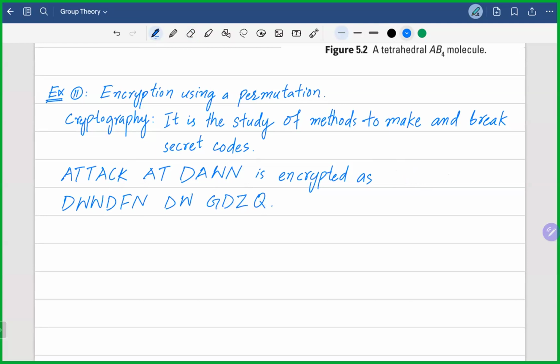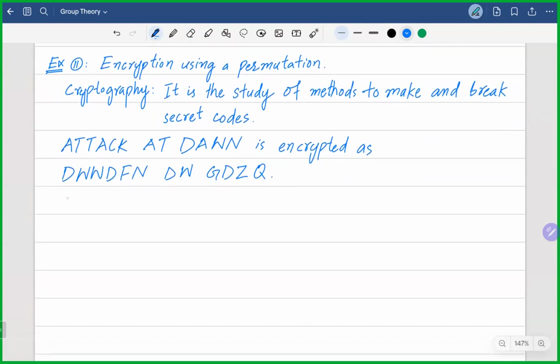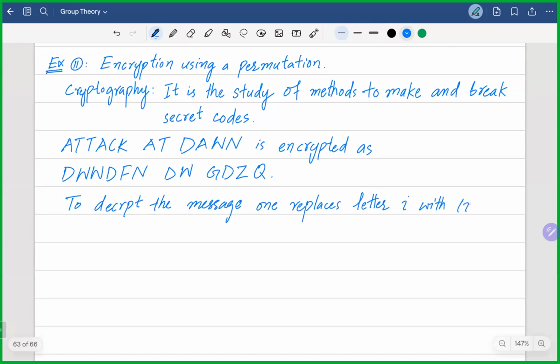To decrypt the message, one replaces the letter i with the letter i minus 3 mod 26.